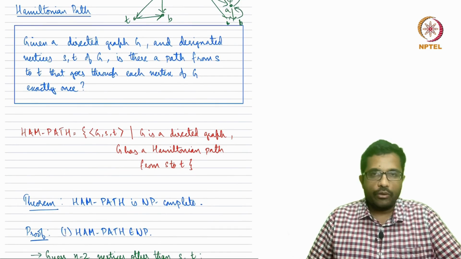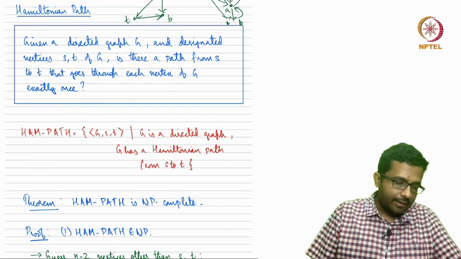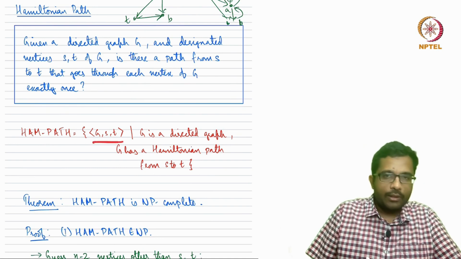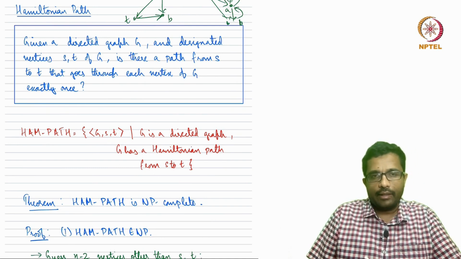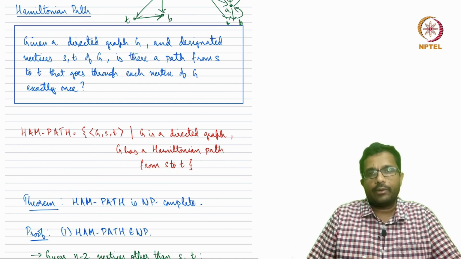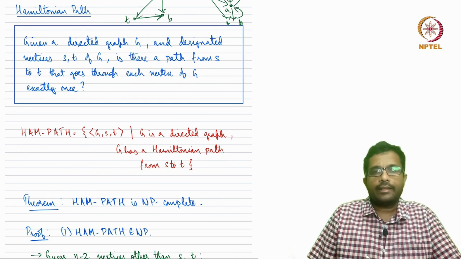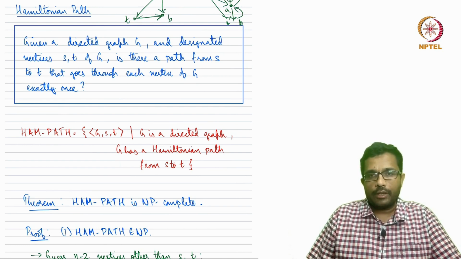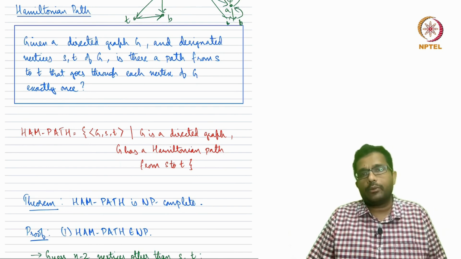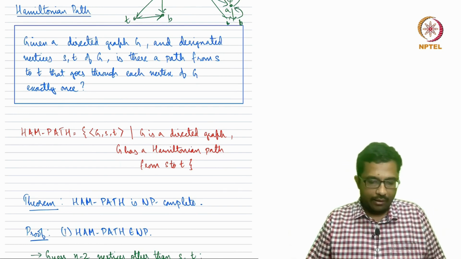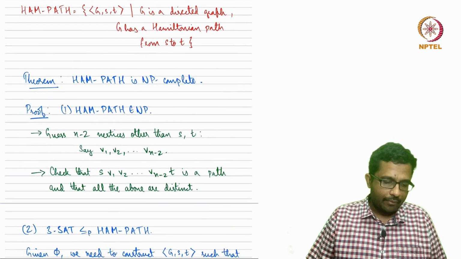And as a language or as a problem, the input is a triple: a graph G, S and T, where S and T are vertices in the graph. It is a yes instance if there is a Hamiltonian path from S to T, and it is a no instance if there is no Hamiltonian path from S to T. And this is NP-complete.